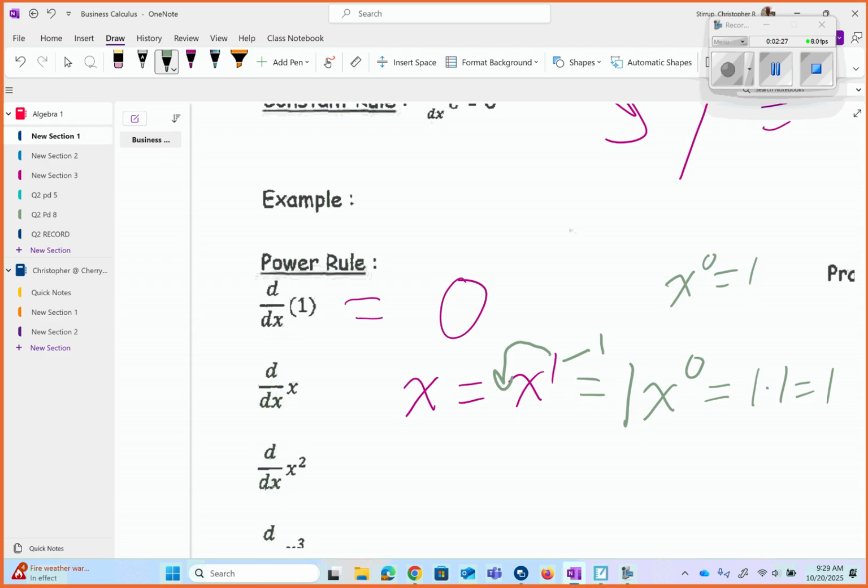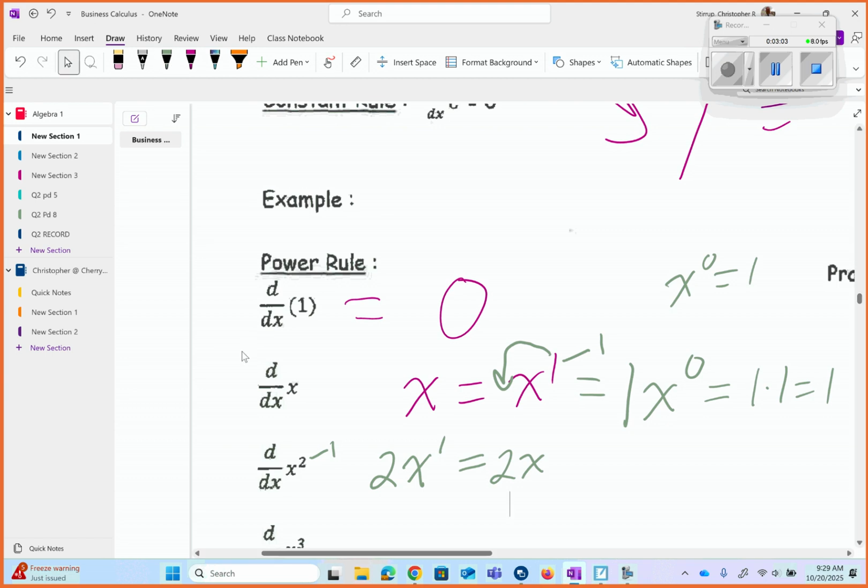Let's see if we can figure this out. I want the derivative of x squared. I'm going to bring the exponent out front, and then subtract 1 from it. So 2 minus 1 is 1. The derivative of x squared is 2x to the first, or just 2x. Anybody lost yet? Again, I'm taking an exponent, bringing it out front, and lowering the exponent by 1. Does that make sense?